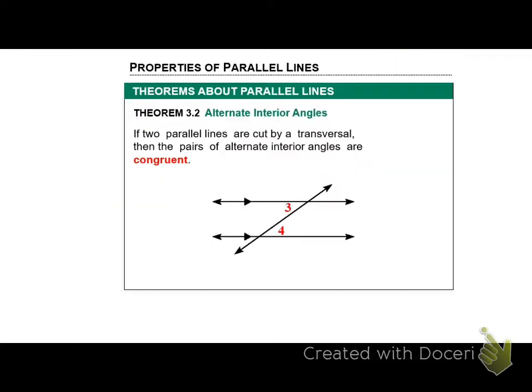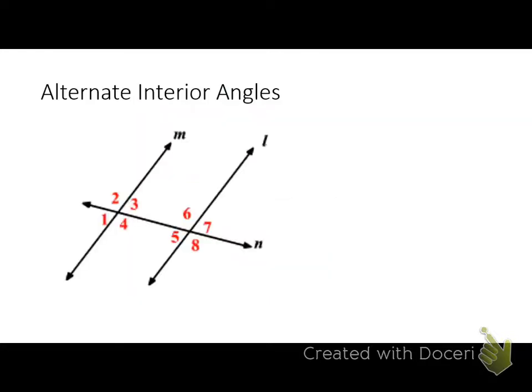All right, so again, if two parallel lines are cut by a transversal, then the alternate interior angles are congruent. Let's go ahead and write congruent in this box. Which means what, Reagan? They're the same thing. They're the same measure. Yeah, they're going to be the same measure.